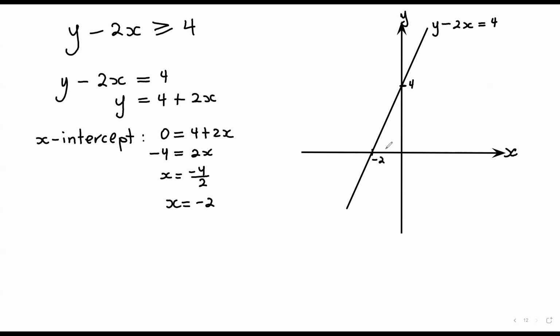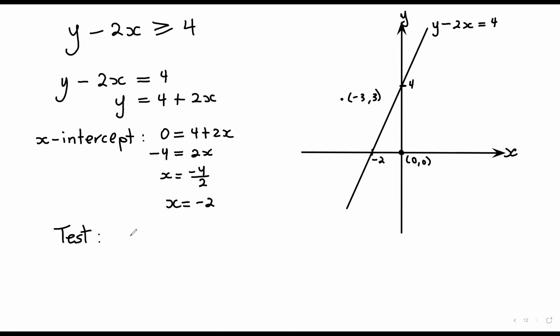All right, so now we need to shade the region that satisfies this inequality, y minus 2x is greater than or equal to 4. So I have to choose 2 test points. I'm going to choose the origin as my first test point. The other test point I can choose will be, let's say, negative 3, 3. So let's test negative 3, 3 by substituting it into the inequality.